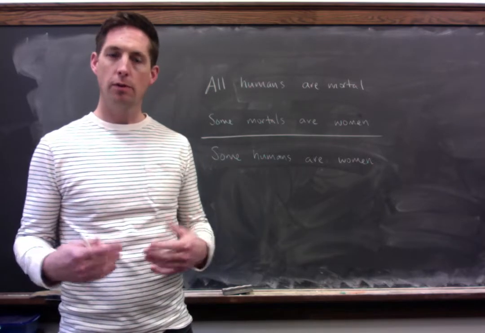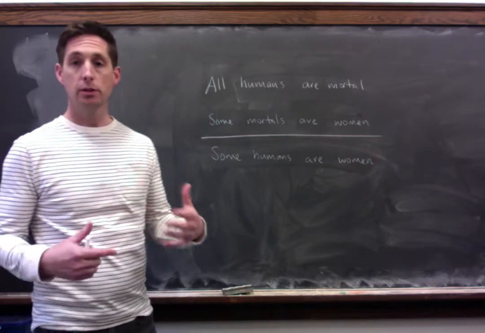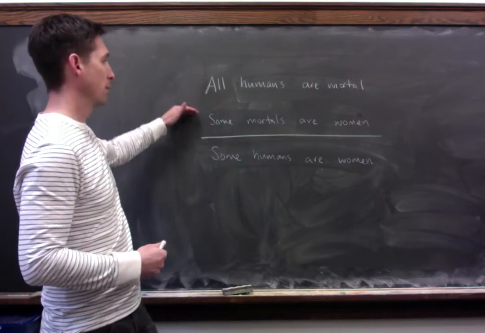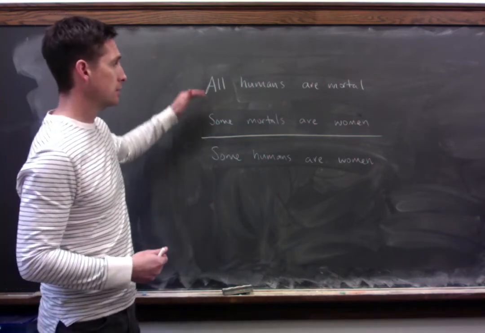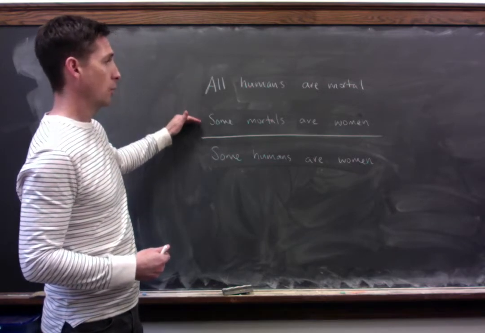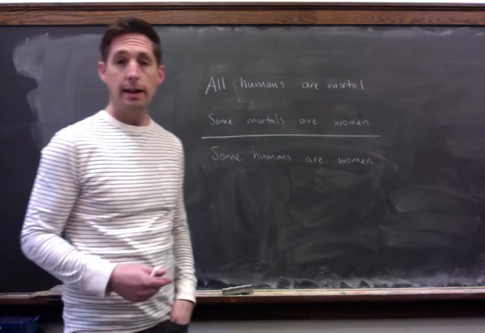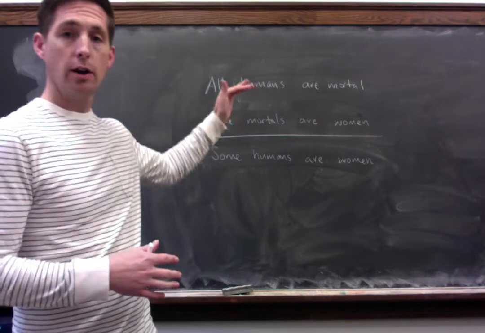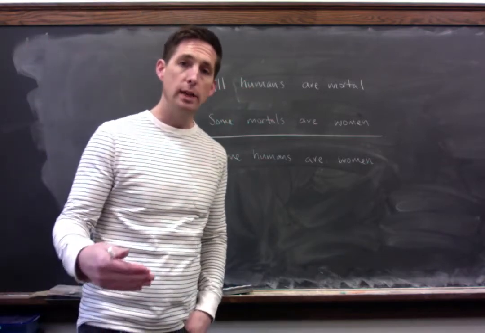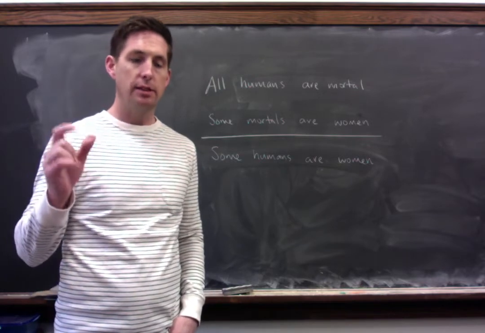Just to give you a quick overview of what they're for, Venn diagrams are used for figuring out the validity of certain kinds of predicate logic arguments, in particular arguments of this form. These are called syllogisms. Here's one example. All humans are mortal. Some mortals are women. Therefore, some humans are women. Venn diagrams are going to give us a visual way of checking whether or not arguments like that are valid or not. But before we can get into that, we need to figure out how to represent visually with Venn diagrams different sorts of statements.